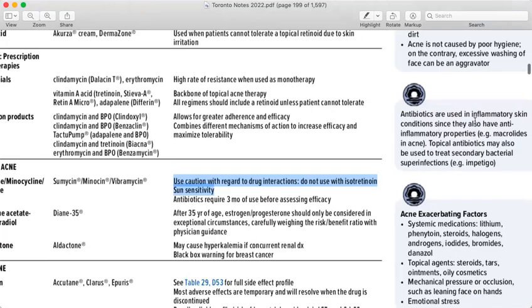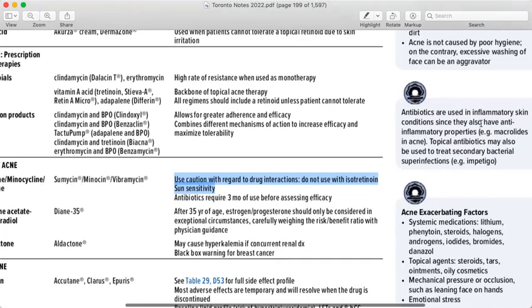Antibiotics are used in inflammatory skin conditions since they have anti-inflammatory properties. Topical antibiotics may also be used to treat secondary bacterial superinfection like impetigo, all of these ones. So you can use oral ones along with the topical ones.